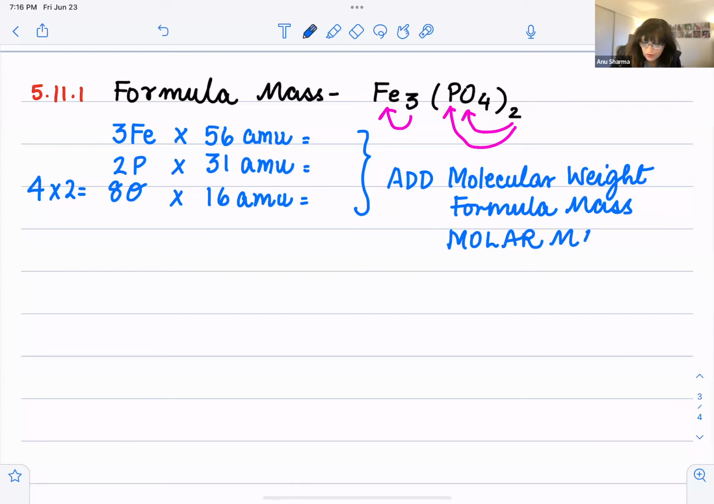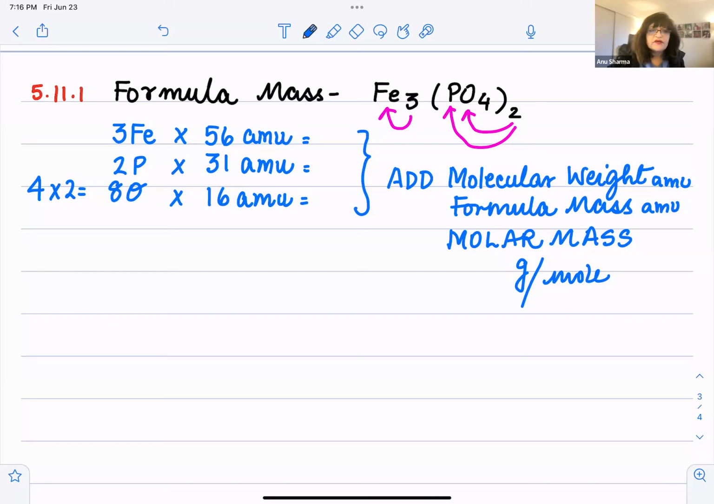Molar mass is more common now. The units for molar mass are grams per mole. Formula weight and formula mass in atomic mass units are the older terms. So when you add all this up, what answer do you get? I don't have the answer with me, but you get an idea. You add this up and that gives you your answer.